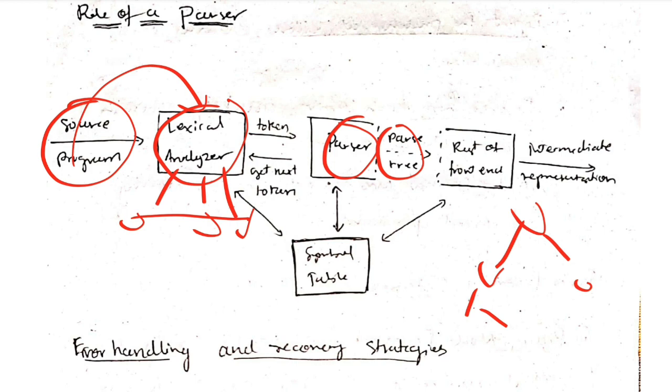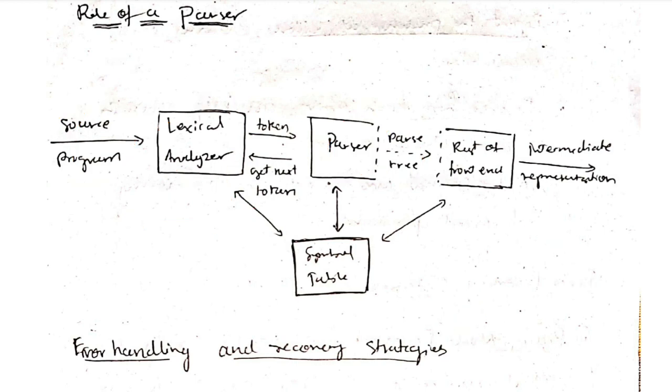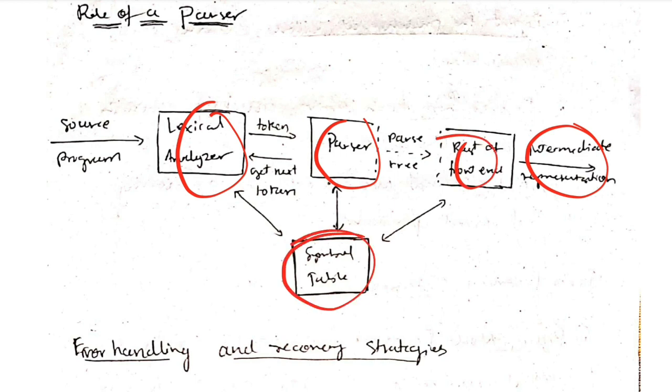It will form a parse tree. Then that parse tree will be passed here, and that will be the intermediate representation. For all of these three things, you will be using the symbol table in between. So that's the main role of the parser: from lexical analysis to the parser, and the parser will join the tokens to form a meaningful sequence. That's the parse tree.